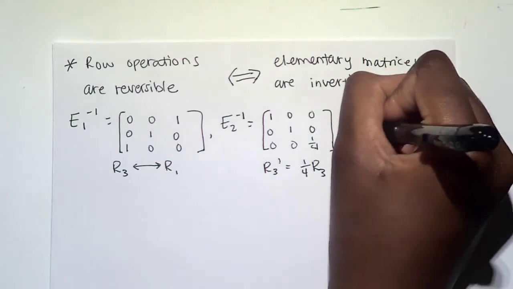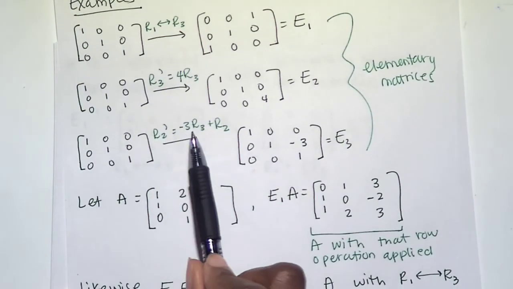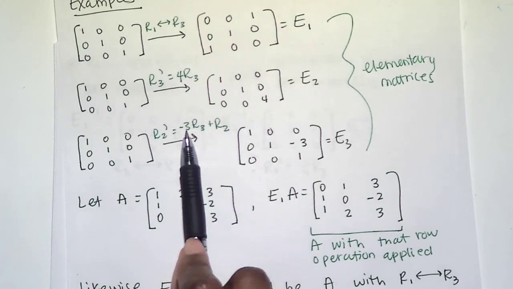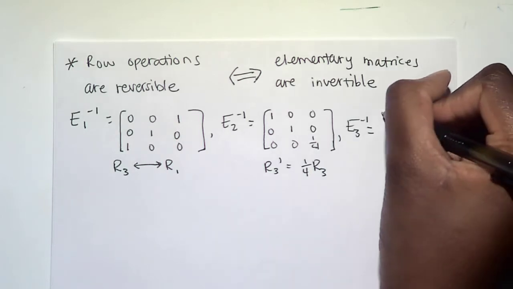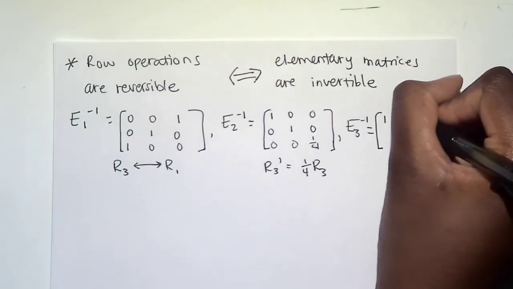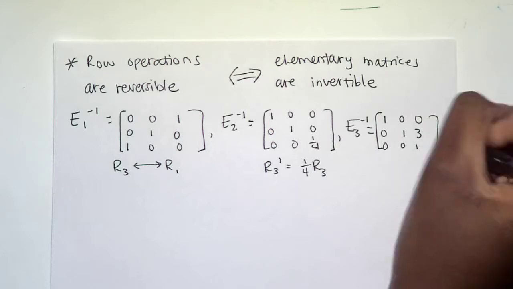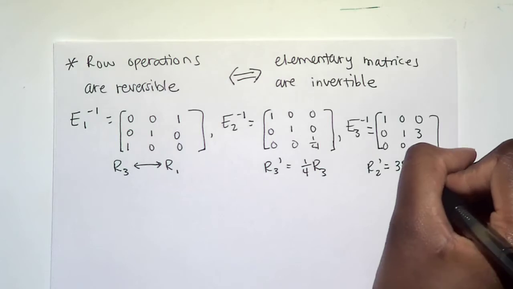And finally, for the third elementary matrix, its inverse. Let's see, what did we do here? So here we multiplied by -3 and added it. So the opposite of that would be multiplying by a +3 and adding it. That's how we would undo this. 1, 0, 0, 0, 1, 3, 0, 0, 1. So this is taking R2 and updating it by multiplying R3 by 3 and adding it to R2.